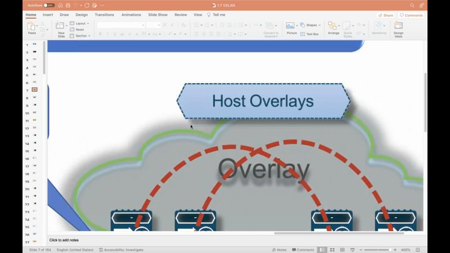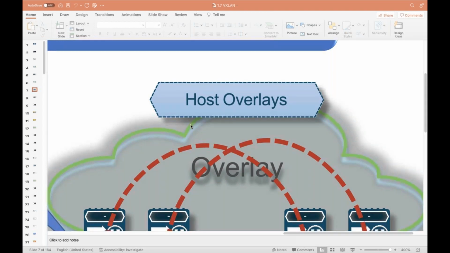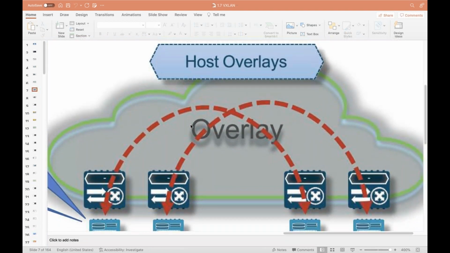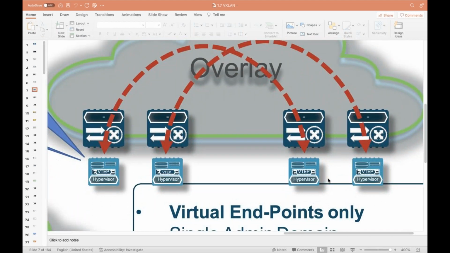Another kind of overlay is known as host overlay. What actually do we do? Now you can see that on the leaf switches, VTEP is not mentioned. The VXLAN tunnel endpoints, that is the devices from where we start and end the tunnels, are moved over to, what is this?